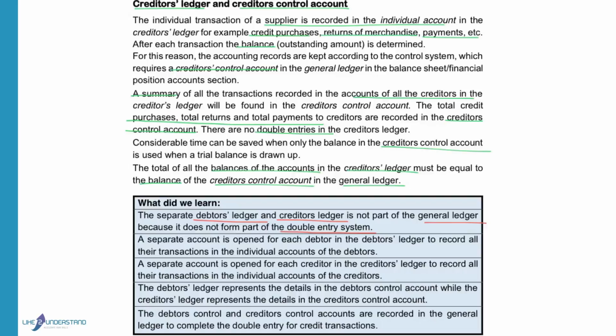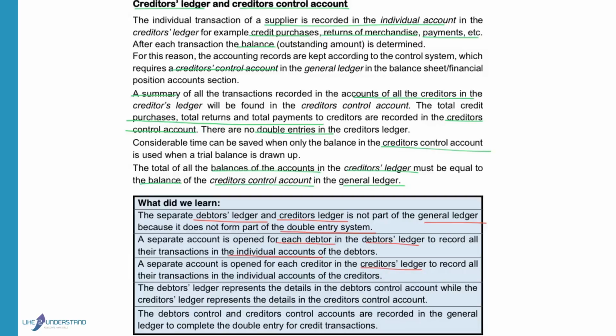A separate account is opened for each debtor in the debtors ledger, and all the transactions in connection with this person will be recorded in that individual account. A separate account is opened in the creditors ledger for every creditor, and all the individual transactions in connection with them will be recorded in this creditors ledger.